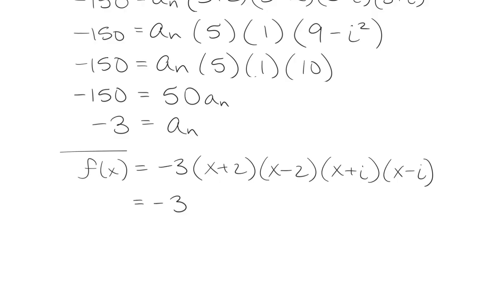Drop down the negative 3. We're going to FOIL the real things together and FOIL the imaginary factors together. This becomes x squared minus 2x plus 2x minus 4. The second one, again, is difference of two squares. Square the first term, subtract square the second term. If you're thinking, Miss Quigley, the real things were also difference of two squares, you're correct.